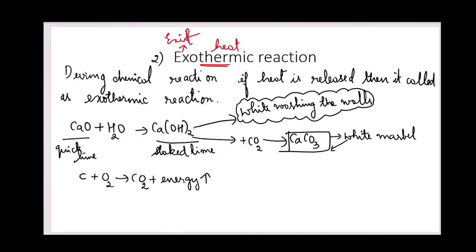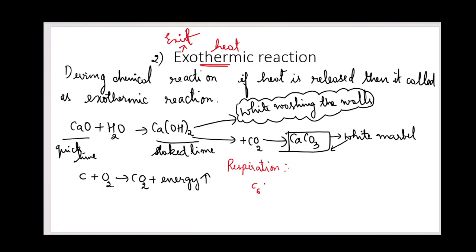Okay, so what is exothermic? Heat is released, heat comes out from the chemical reaction, so that is called an exothermic reaction. And one more example for exothermic reaction is respiration. What is respiration? Respiration is nothing but whatever we eat, the carbohydrate content, that will be converted into glucose.